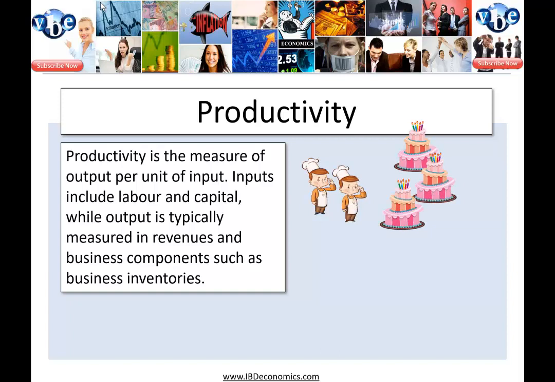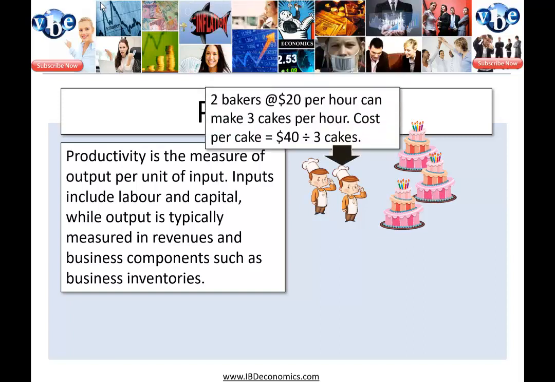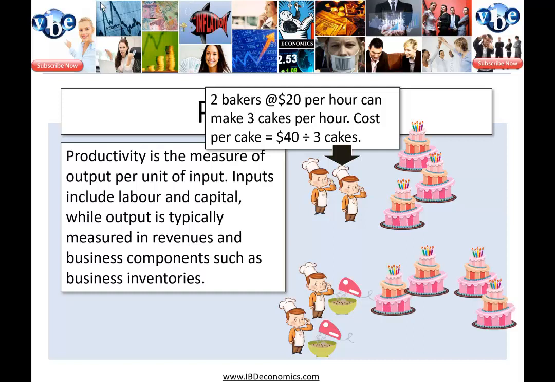Here we have a bakery. 2 bakers can bake 3 cakes. 2 bakers at $20 an hour can make 3 cakes per hour. That would mean the cost per cake is $40 divided by 3 cakes. Now, if we add a little capital, some technology into the bakery, suddenly our bakers can make quite a few more cakes.